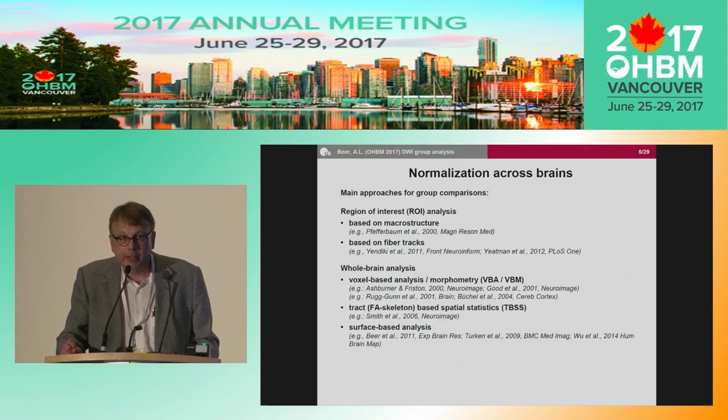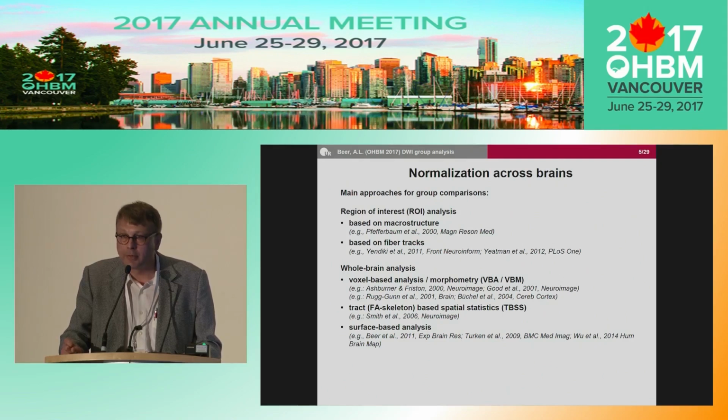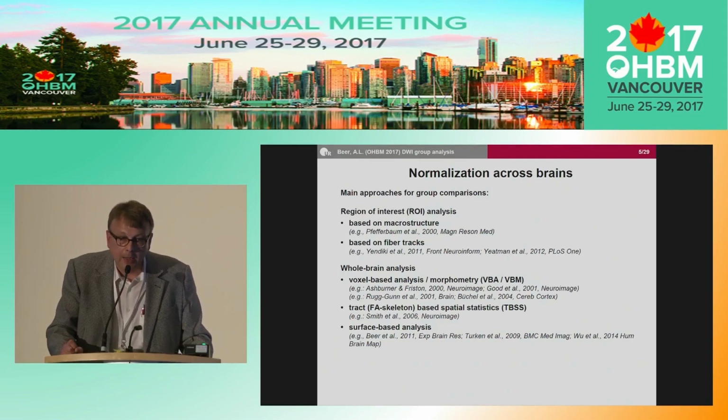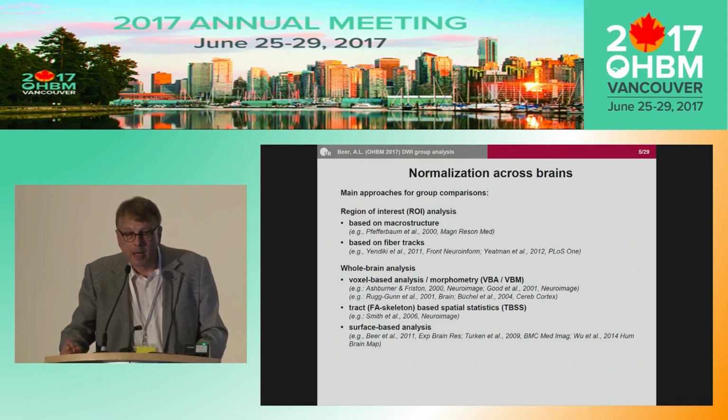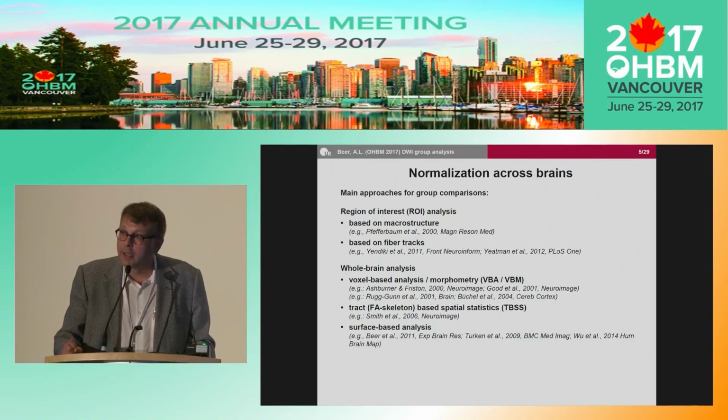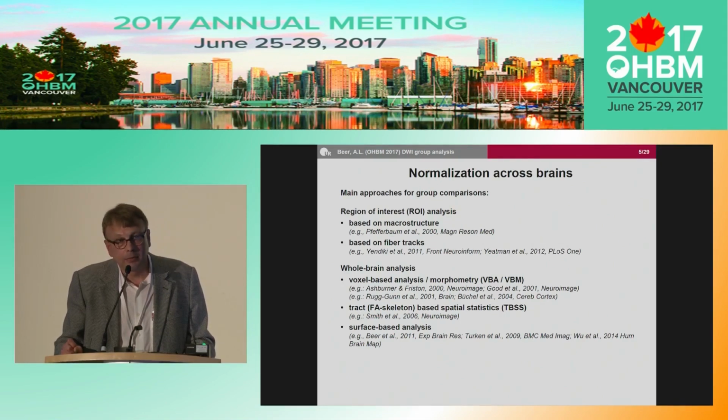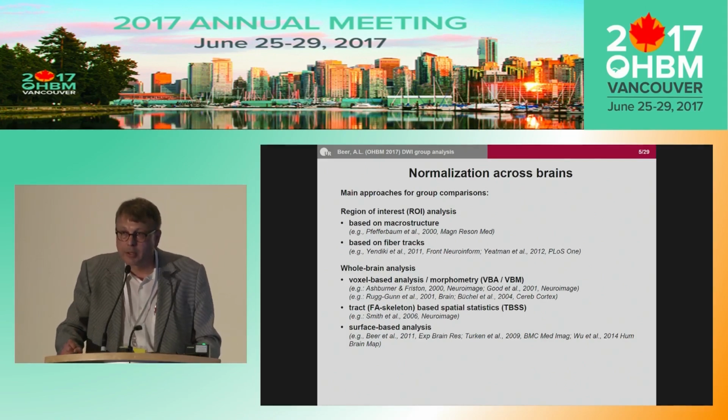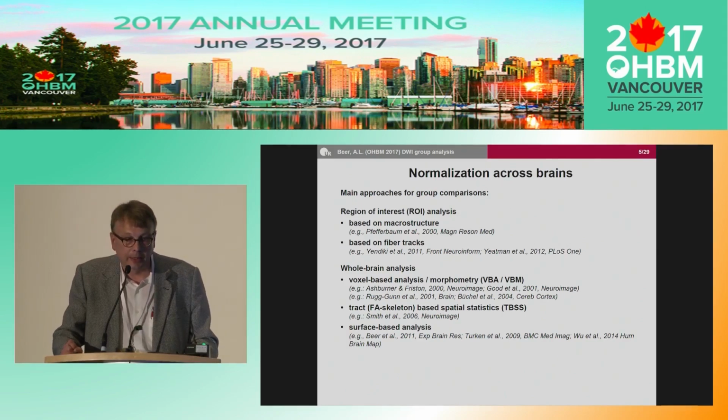Especially in the early days, but still a possible and good strategy could be a region of interest approach. You define regions of interest based on the macrostructure, you identify certain target regions, and then you examine the diffusion properties within these target regions. You can do that based on the structural MRI, or you can do that based on diffusion imaging, based on fiber tracks, which is known as quantitative fiber tracking.